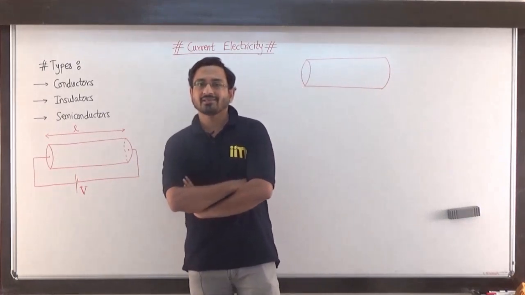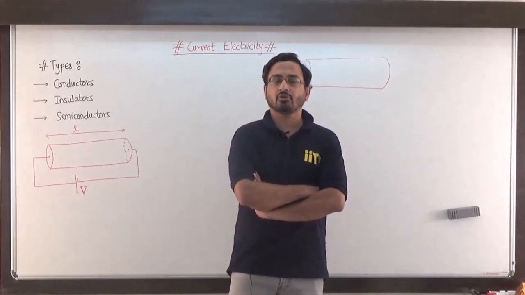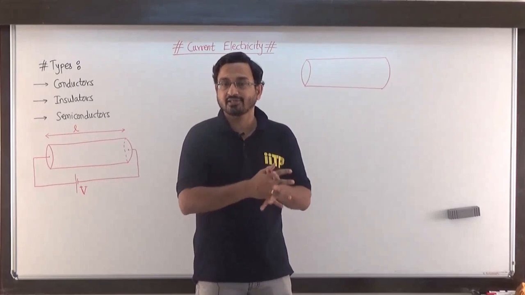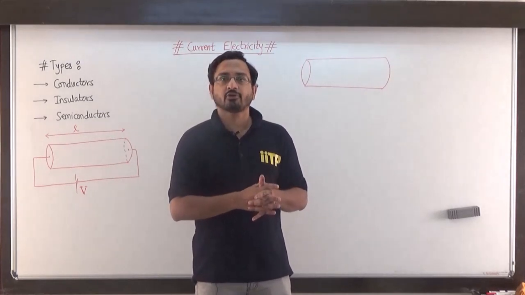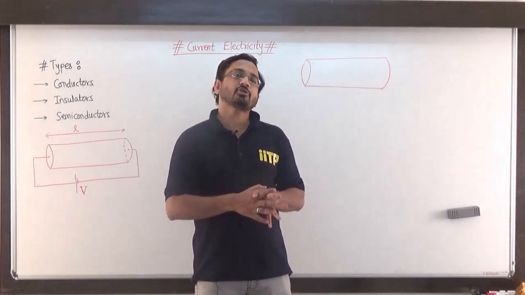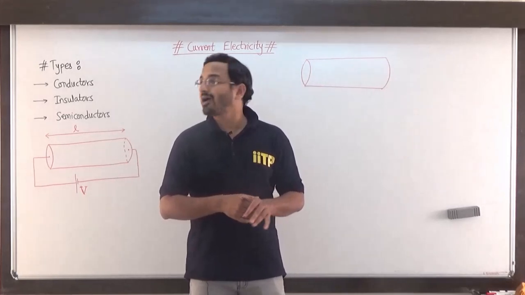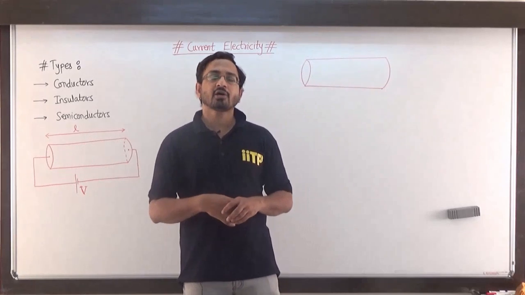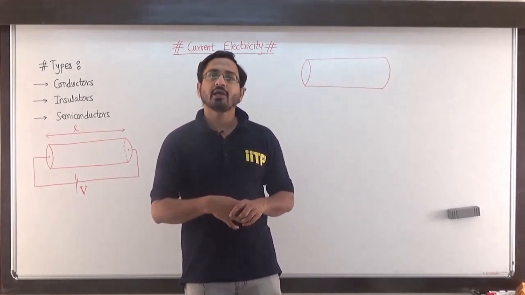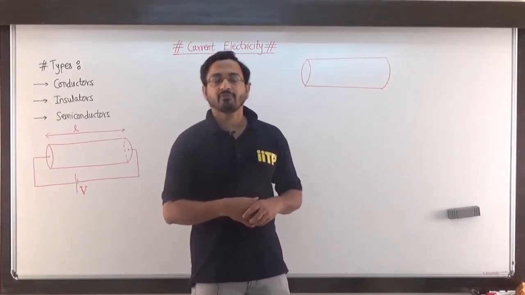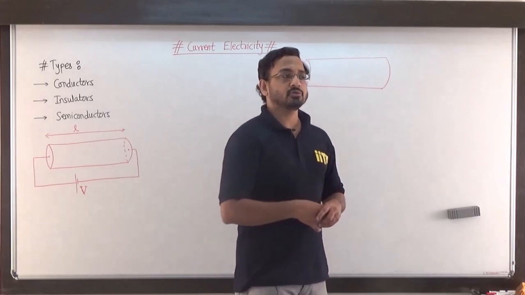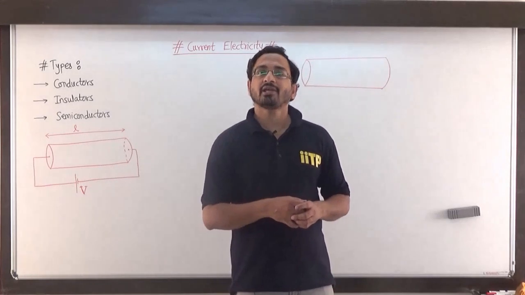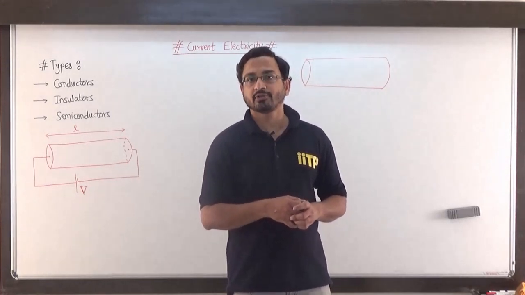Every material has some kind of electrons, whether they are free or fixed. But based on the number of electrons which are free, we can divide materials into three types. The materials which have a large number of free electrons are called conductors. When we say free electrons, those electrons are free in the sense that they cannot be assigned to a particular atom of the conductor.